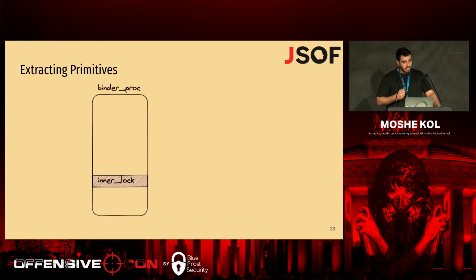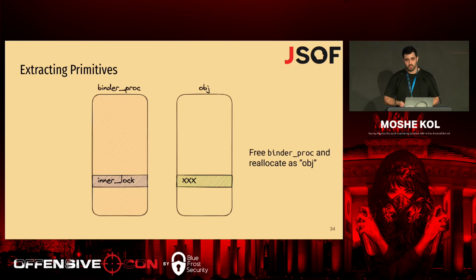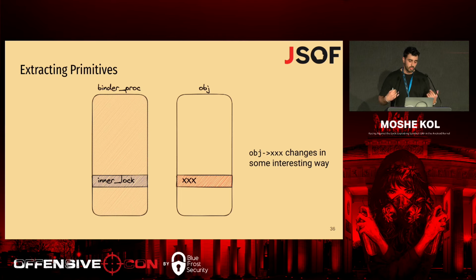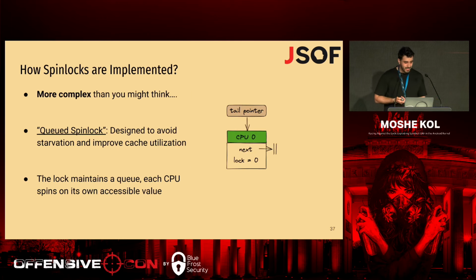Now, as an attacker, the game we are going to play here is to create a type confusion situation by reallocating the binder proc as some different kernel object that has a field that overlaps with this inner lock. And then we want to trigger the use-after-free and have this field change in some interesting way that will benefit us, to get a stronger primitive that we can better work with. And ideally, we want this change to be persistent or long-lasting, so we don't want to exploit another race condition. So to do this, we need to understand better how spinlocks are implemented in the kernel.